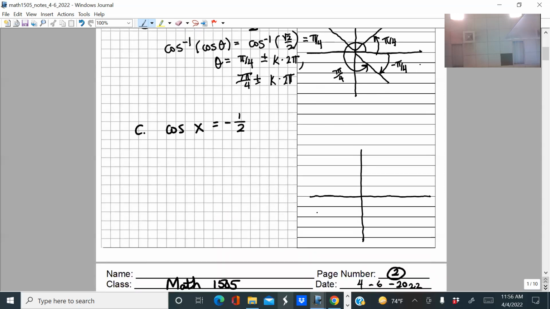All right, so cosine of x is 1/2 or minus 1/2, right? You can start if you want to by using inverse cosine, that's fine, but that's only going to get you like halfway there, right? So we should get x equals inverse cosine of minus 1/2. What is that going to be?